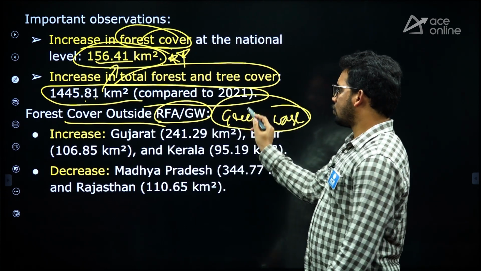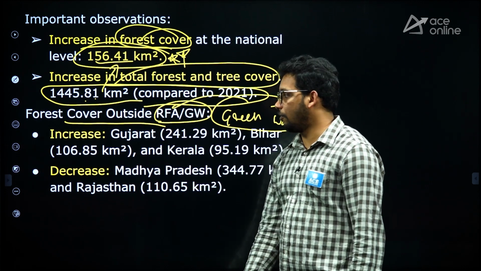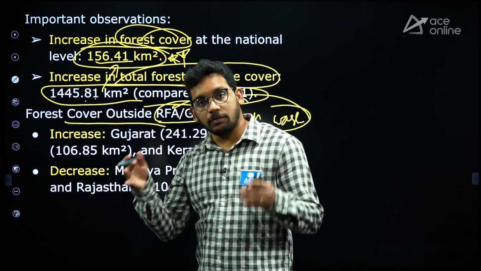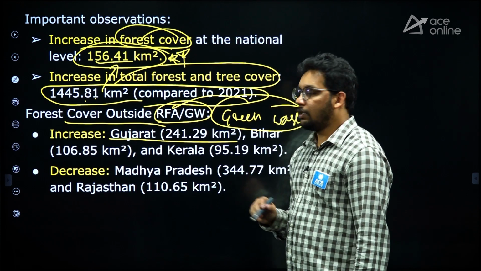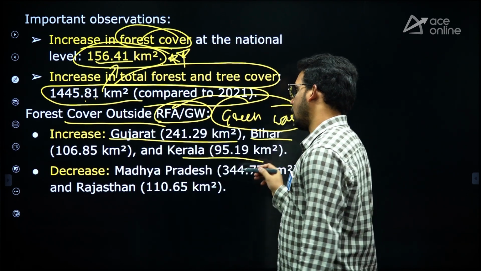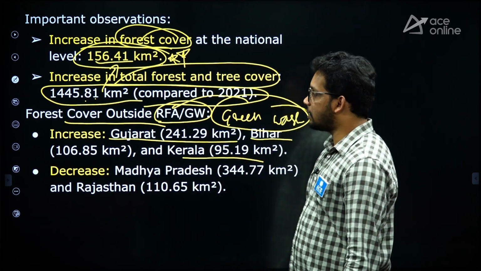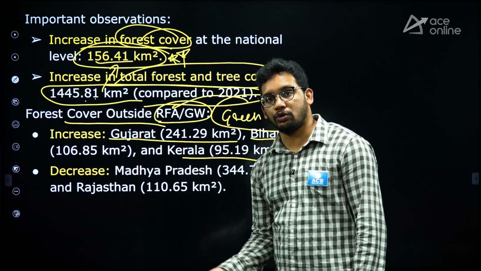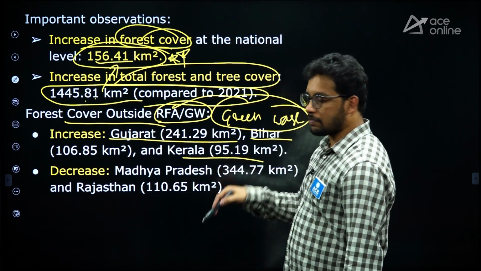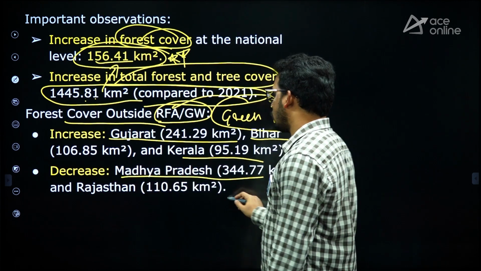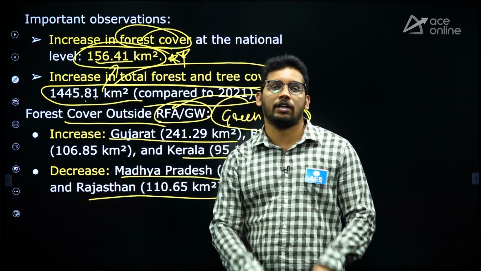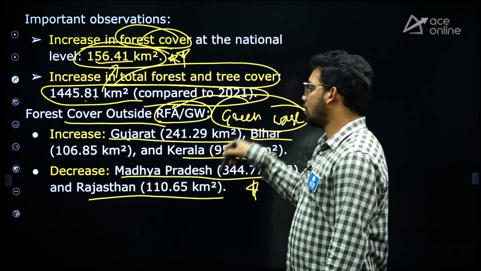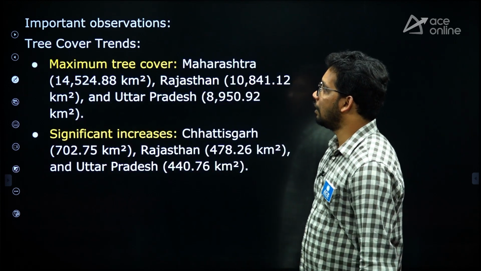This term greenwash is also called recorded forest area. In terms of government records, Gujarat has increased the highest, then Bihar and then Kerala. These three states have increased their recorded forest area compared to 2021. Whereas in terms of decrease, Madhya Pradesh and Rajasthan have seen reduced forest in their government records. So this is a very important one to be remembered.